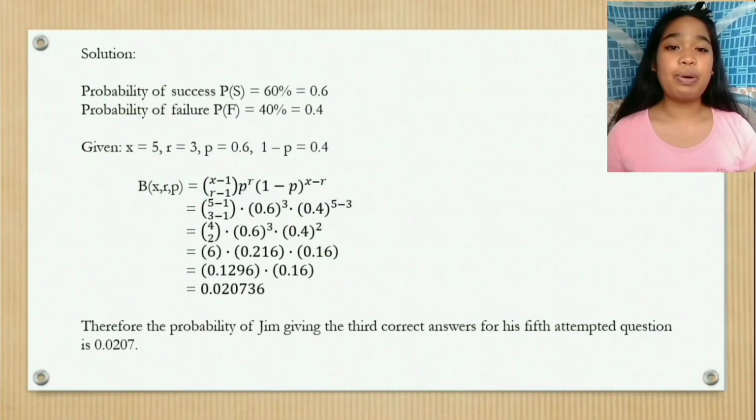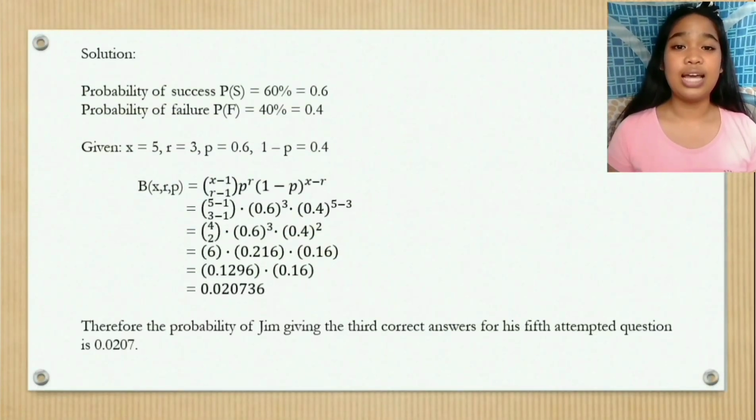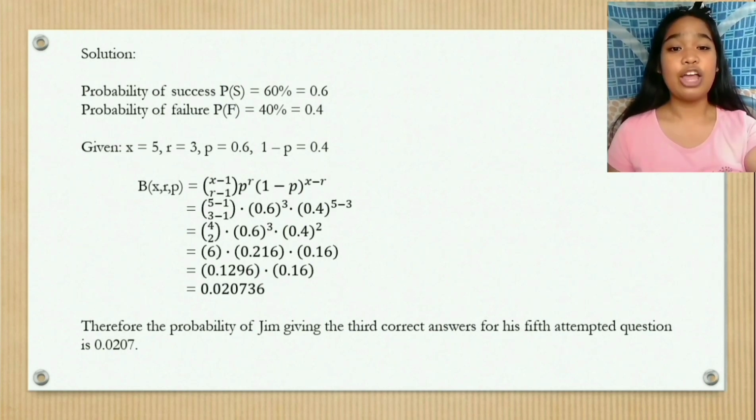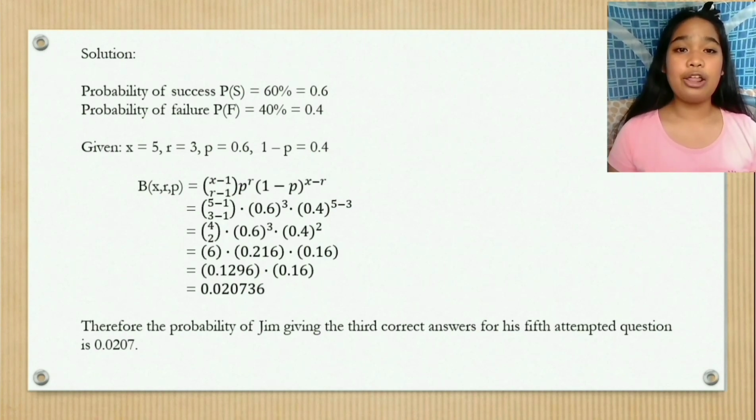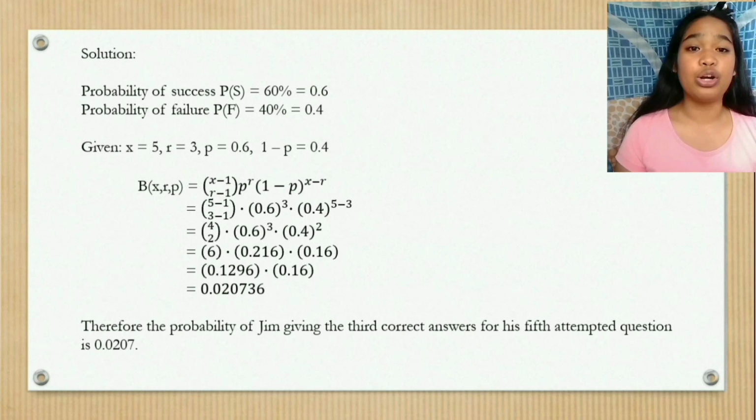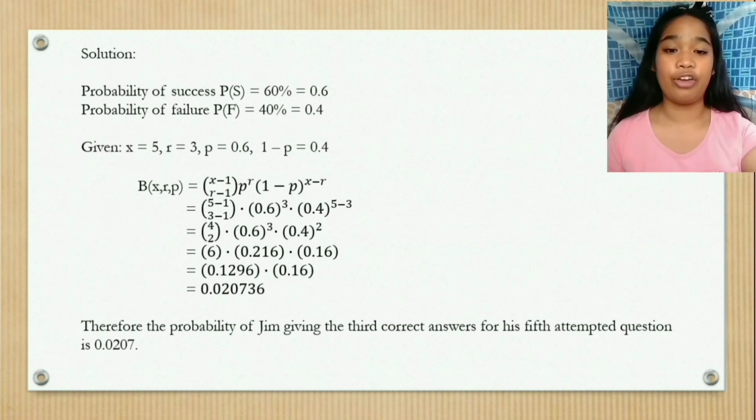Solution. Probability of success, P of S, equals 60% equals 0.6. Then probability of failure equals 40% equals 0.4. Given that x equals 5 and r equals 3 and p equals 0.6, which is the probability of success, 1 minus p equals 0.4, which is the probability of failure.